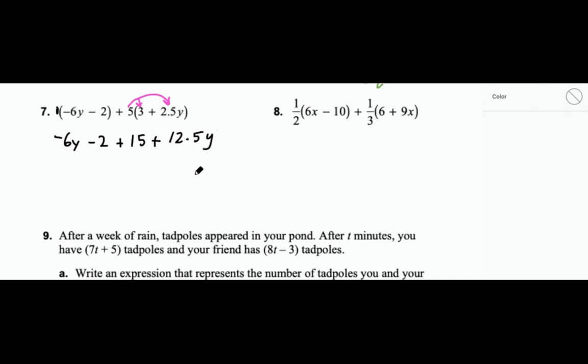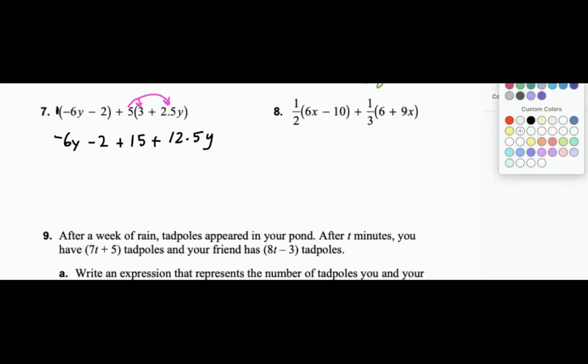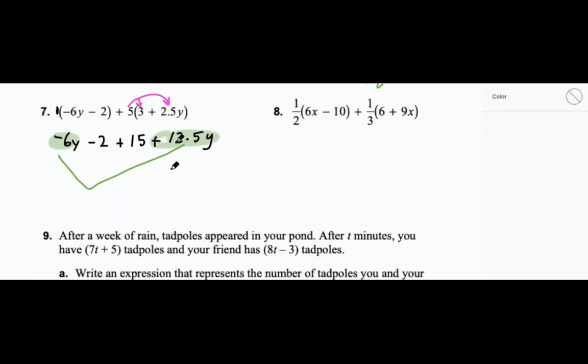Okay, I'm just multiplying those, 5 times 3 and 5 times 2.5. Then once again, I'm adding like terms. Oh look, I've got the y's. I have to be super careful because of the signs. I have negative 6y and a positive 12.5, so I've got to subtract those. 12.5 minus 6 is 6.5, so that's 6.5y.